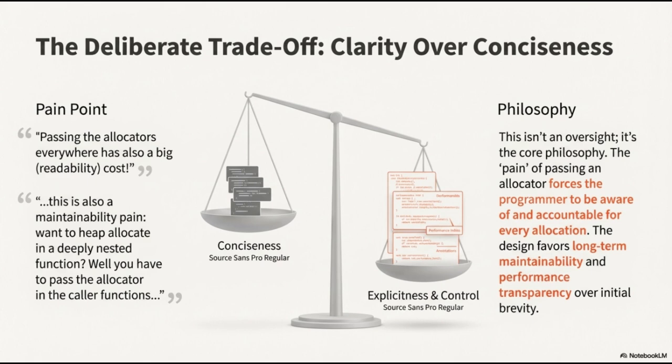We prioritize explicitness and control over initial brevity. The intentional friction of passing an allocator forces the programmer to remain aware of and accountable for every single memory allocation. This approach favors long-term maintainability and performance transparency, ensuring that the hidden costs of memory management are made visible and manageable from the start.